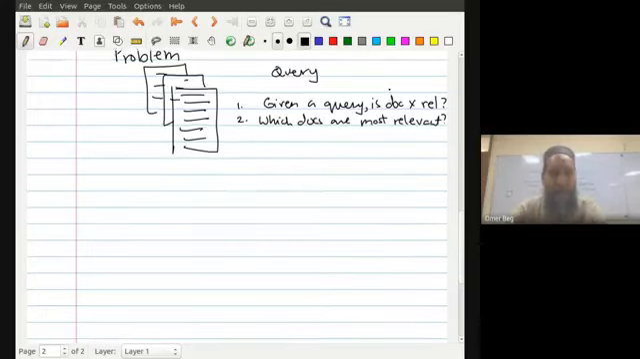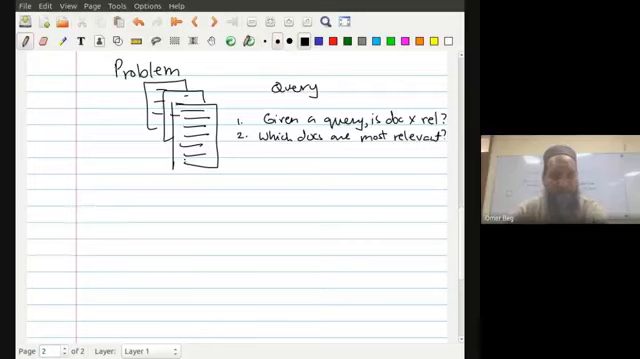So the solutions are numerous. We'll start with the simple solution, solution A. We formulate the solution as such: do query words occur in the document?